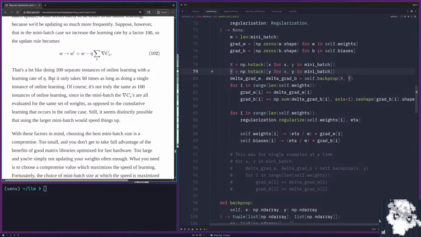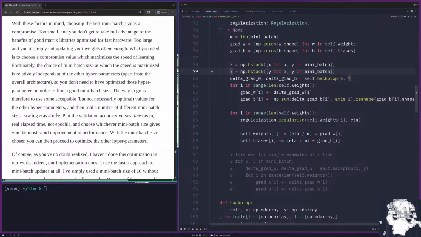Of course, it's not truly the same as 100 instances of online learning, since in the mini batch, the gradients of the cost functions are all evaluated for the same set of weights, as opposed to the cumulative learning that occurs in the online case. Still, it seems distinctly possible that using the larger mini batch would speed things up.